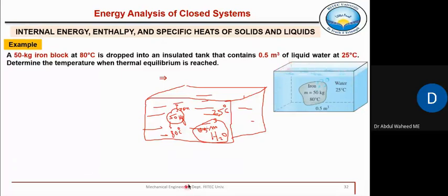So let's write the equation, energy balance equation. What is energy balance equation? E in minus E out is equal to delta E of system.